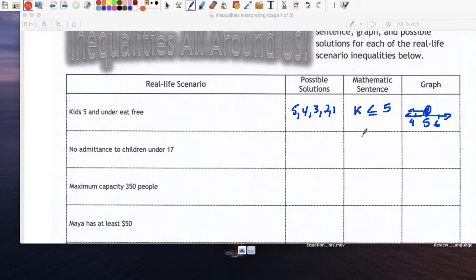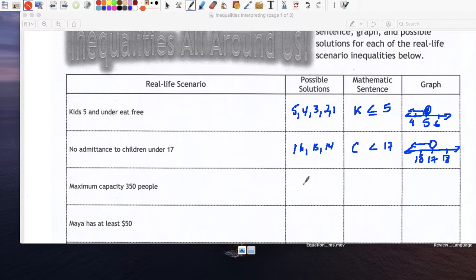Children not admitted. If you're under 17, you can't come in. So again, we can put children and 17. Children under 17. So who are the kids that cannot come in? 16, 15, 14. So just a few examples. We put the graph. It's going to be 17, 18, 16. All right, so no admits children under 17. So again, kids who cannot come in has to be this way.